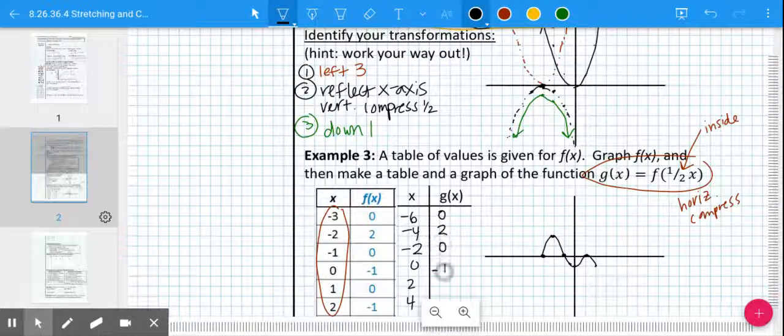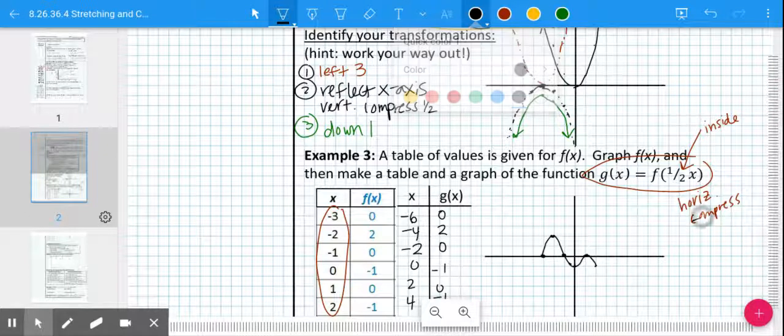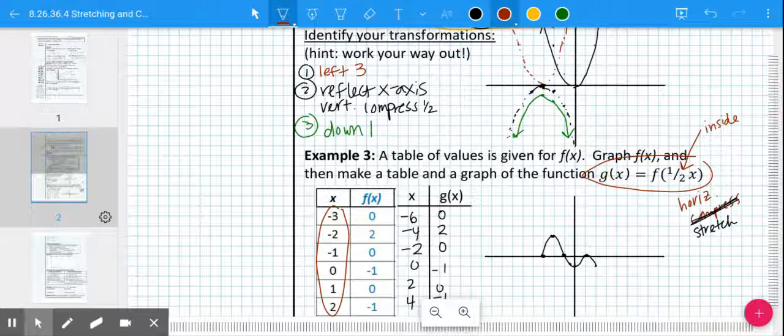So I'm going to plot all of these new points and hopefully it'll look like a horizontal compression. Sorry, I'm saying horizontal compression. I mean to say horizontal stretch. My apologies. Because again, the 1/2 is the opposite. So we're really timesing it by 2, which means we're stretching it out. So we're going to go ahead and stretch this out. So we go over to -6, 0. We go to -4, 2, etc.